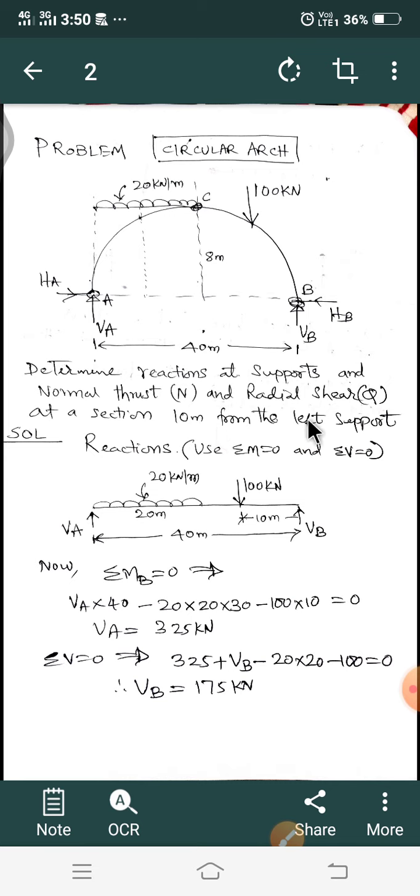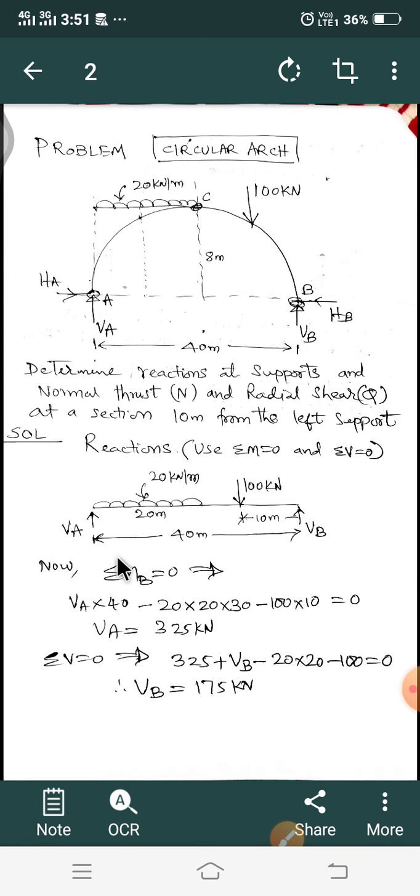So we need the radial shear and normal thrust at a distance of 10 meter from this left support. Somewhere here I want to calculate N and Q values. Now you can imagine this as a simply supported beam like this.